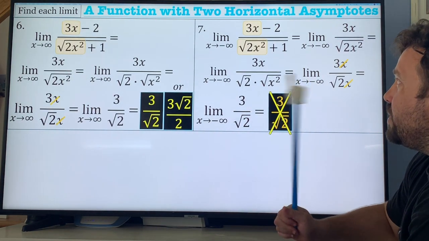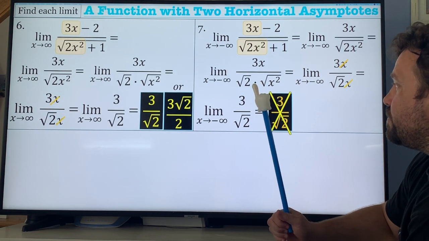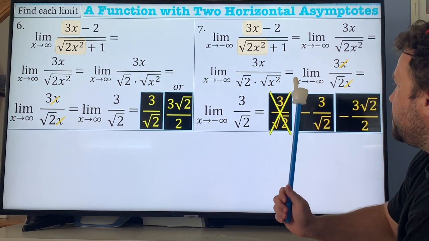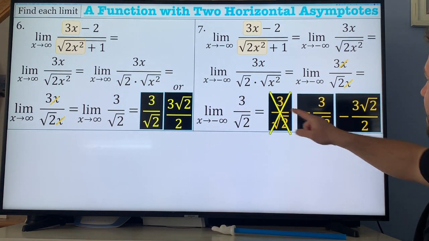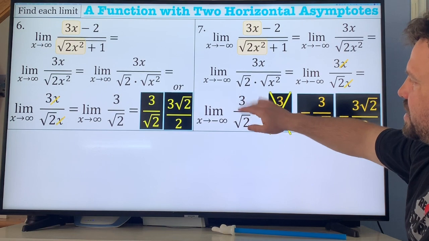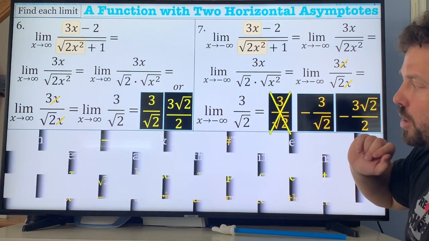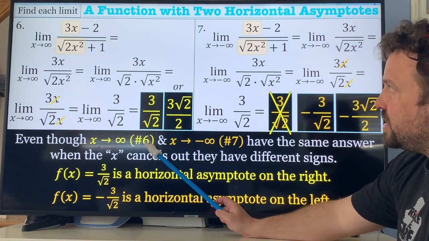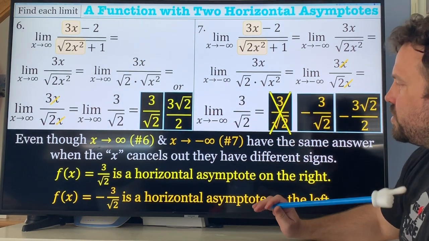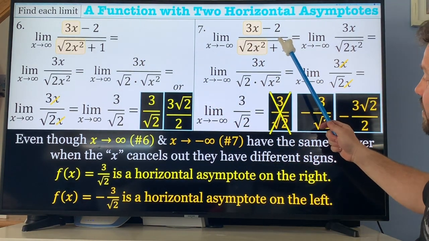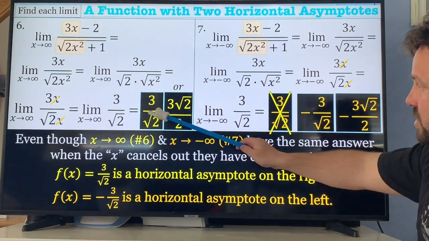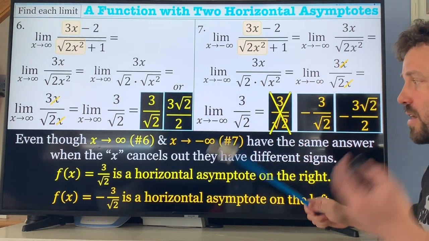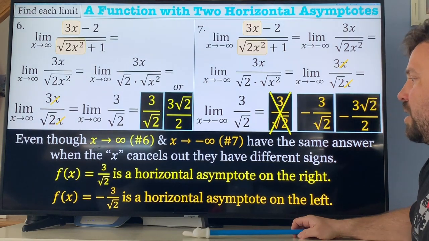Now, why would that be wrong? That's what I want you to think about. Your answer is actually a negative, not a positive. So why is this negative? Do I just throw the negative on? No, the reason is, even though x is approaching infinity for number 6, and x is approaching negative infinity for number 7, they have the same answer when you cancel everything out, but they have different signs.